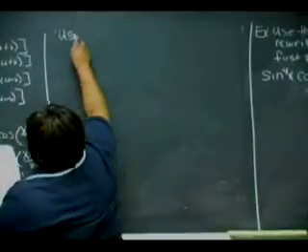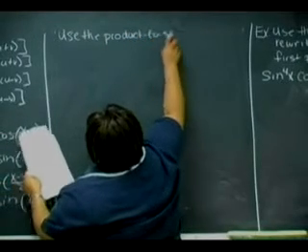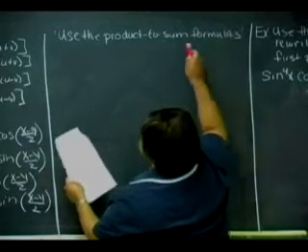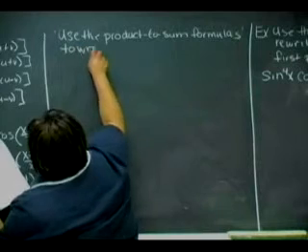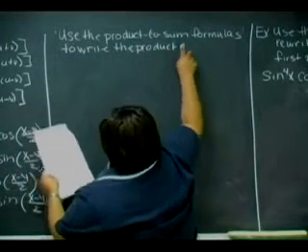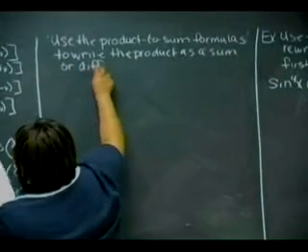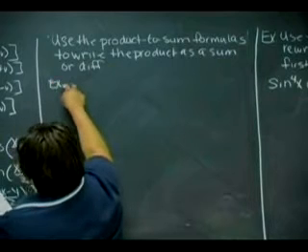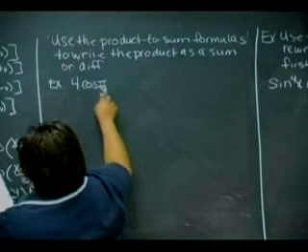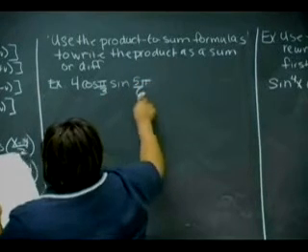The next set of problems use the product to sum formulas to write the product as a sum or difference. So suppose we have 4 cosine of pi over 3 times sine of 5 pi over 6.